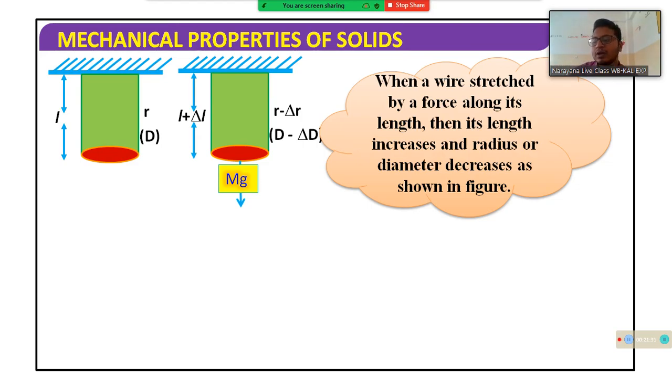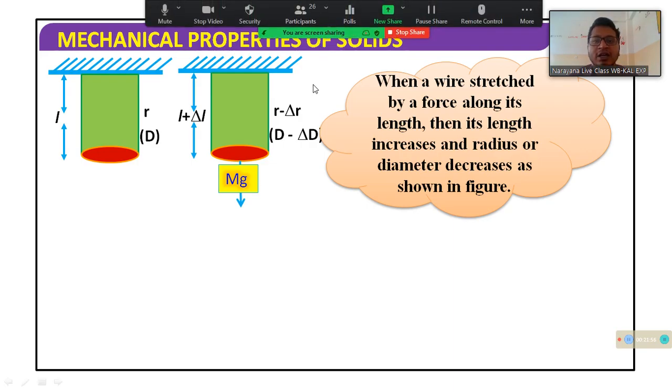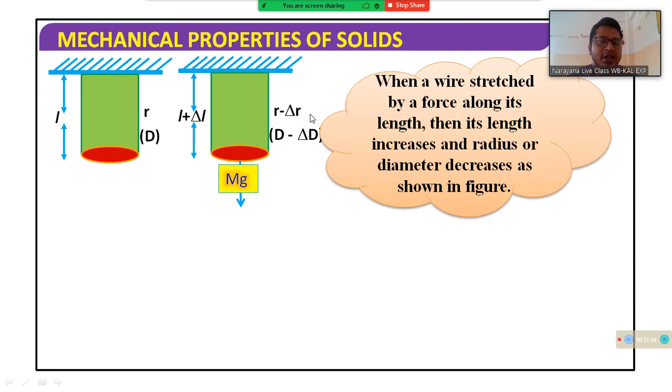Next, suppose the length is L and the radius is r. If a force mg is exerted on the body downwards, then the length of this body becomes L plus delta L. The radius will decrease, the diameter is d, and the radius will be r minus delta r and the diameter d minus delta d.